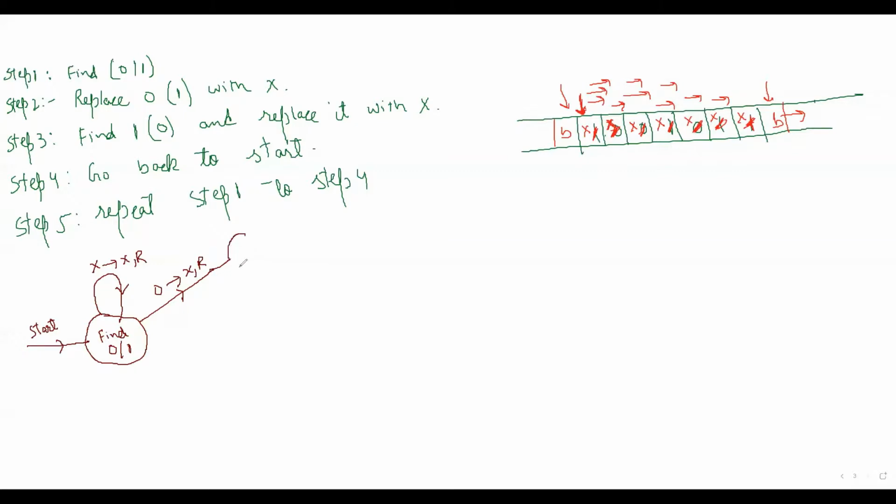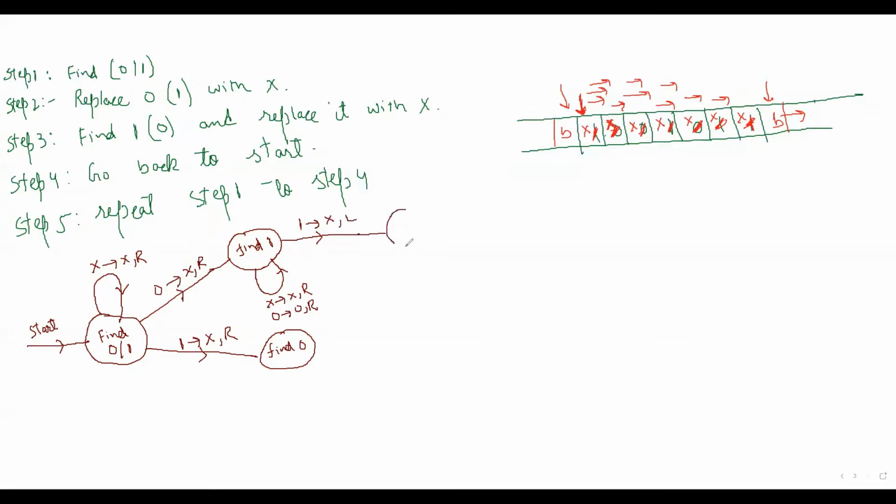Move right means what should we do? Find. So we have found 0, now we have to find 1. However, if I found 1 first, I will replace 1 with x and move right. Then I have to find 0. Find 1 means that I will keep on moving forward till I find a 1. So if it is x, I will ignore x and go to the right. If it is 0, I will ignore 0 and move right. However, if it is 1, I will replace 1 with x and move left.